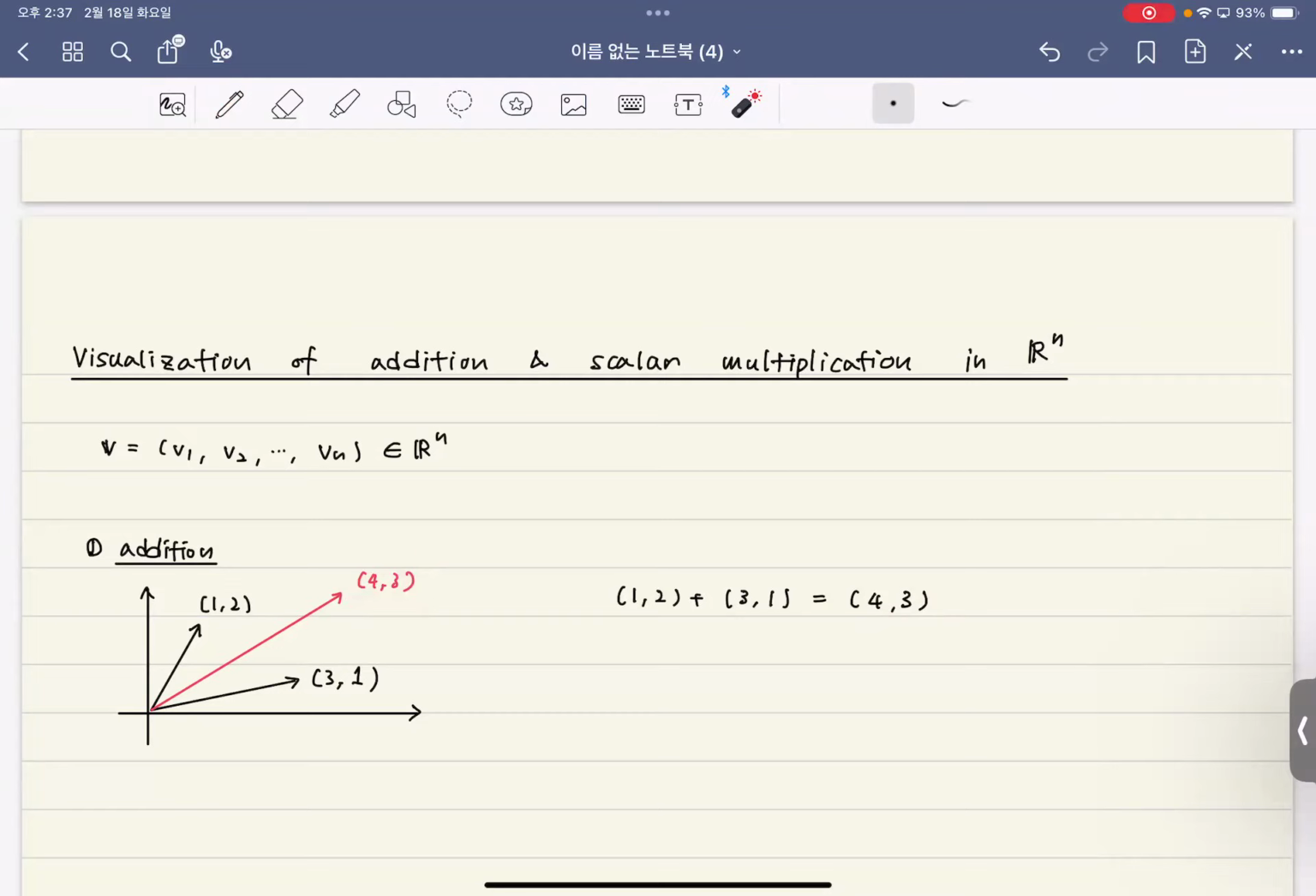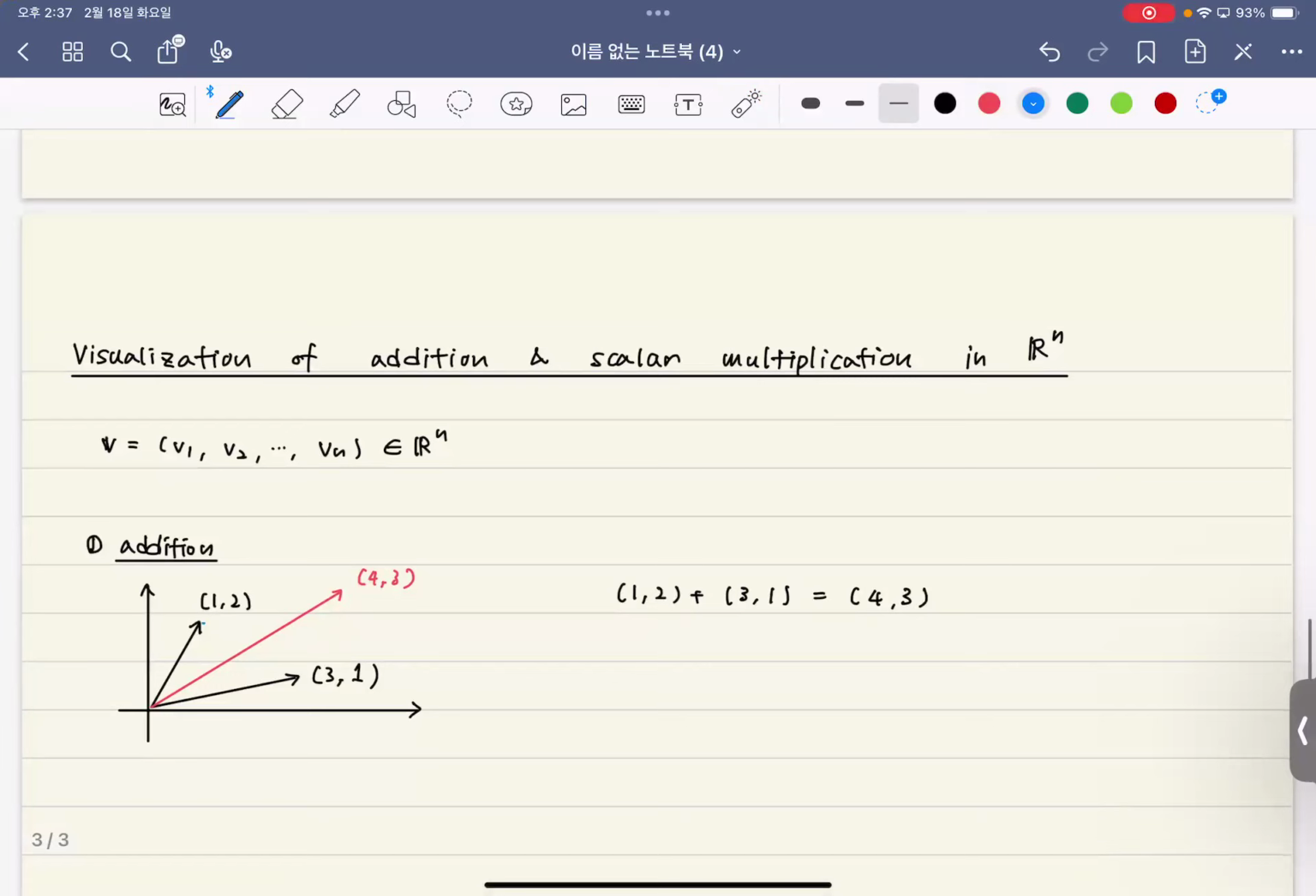in order to get the endpoint of this last vector, what you're supposed to do is, starting from this endpoint, I go 3 units to the right, sorry, and 1 unit up, right? So in other words, I'm just parallel translating this guy to here. Or you can parallel translate this guy to here.